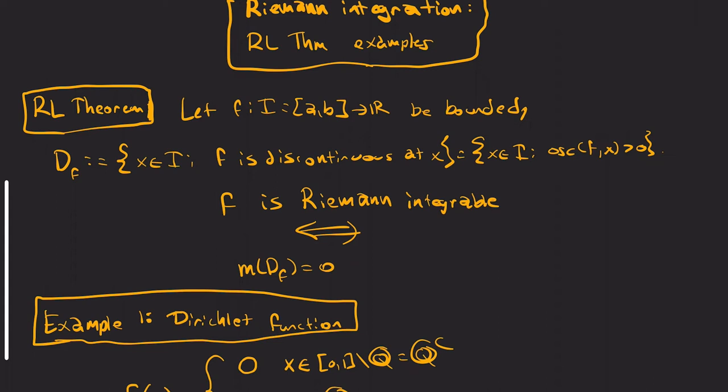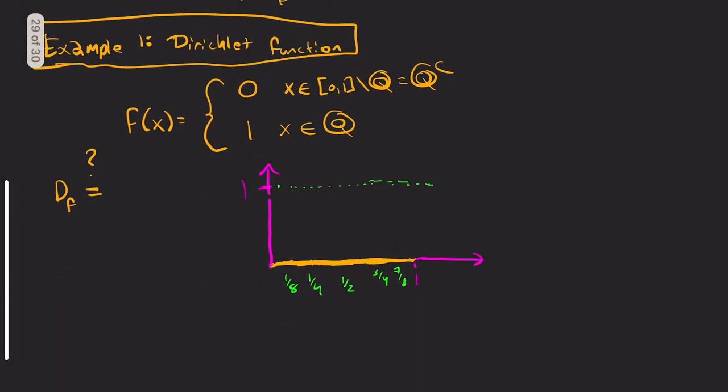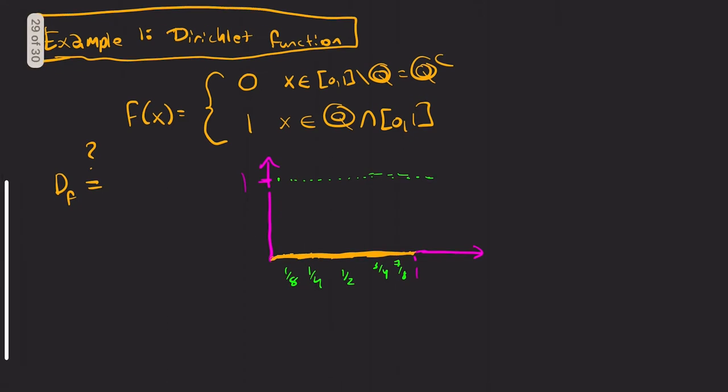So for our first example, I'll go over the Dirichlet function. This is probably the most famous. It's hard not to find this in an introductory analysis textbook on Riemann integration. It's called the Dirichlet function, and it's kind of a wacky function where you set the function equal to 0 whenever x is irrational, and you set it to 1 whenever x is rational, and we're working on the closed interval 0 to 1 here.